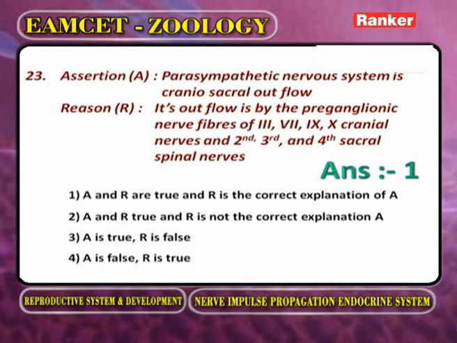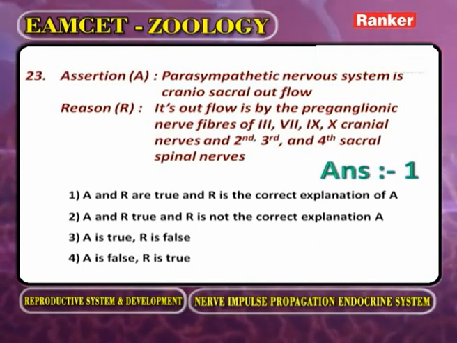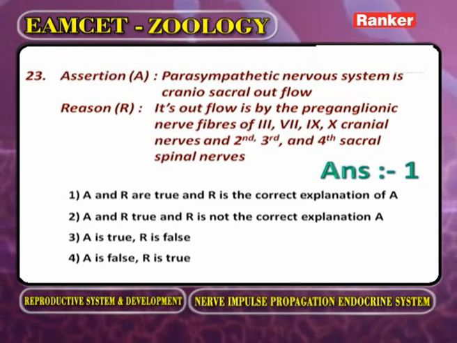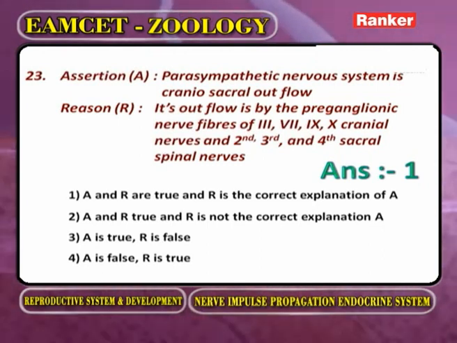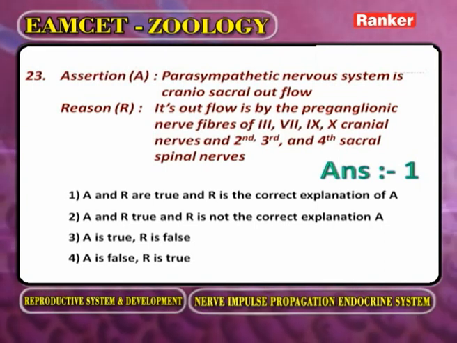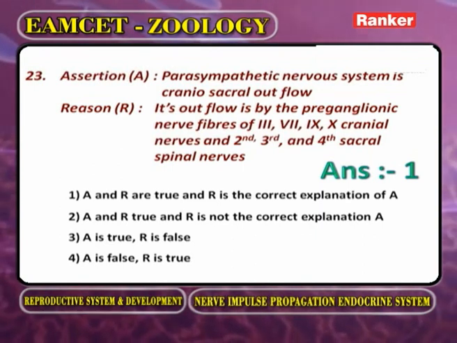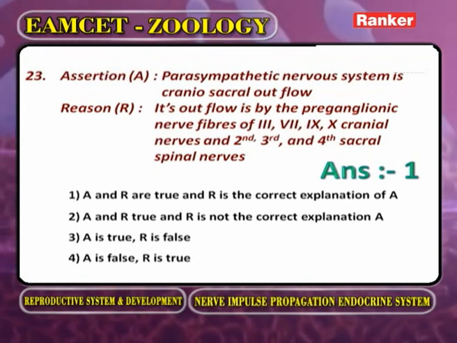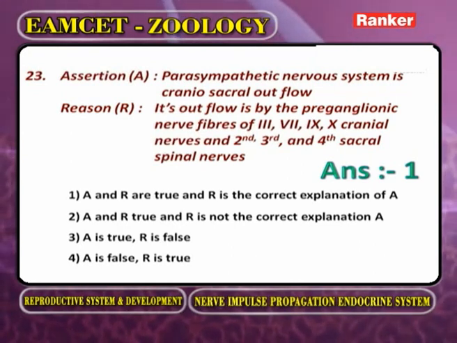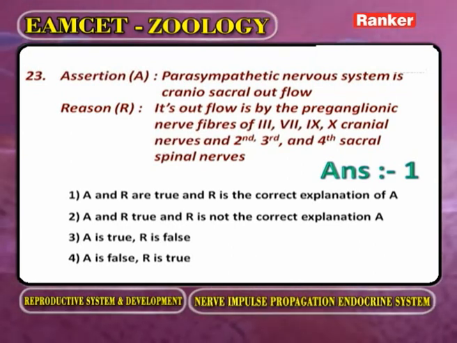Assertion: Parasympathetic nervous system is craniosacral outflow. You have to observe the question. Parasympathetic nervous system is craniosacral outflow, but not division. We are asking about outflow. Reason: the outflow is by the preganglionic nerve fibers of the 3rd, 7th, 9th, 10th cranial nerves and 2nd, 3rd, 4th sacral spinal nerves.